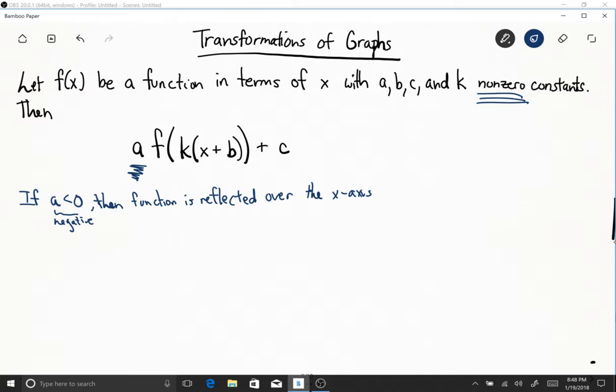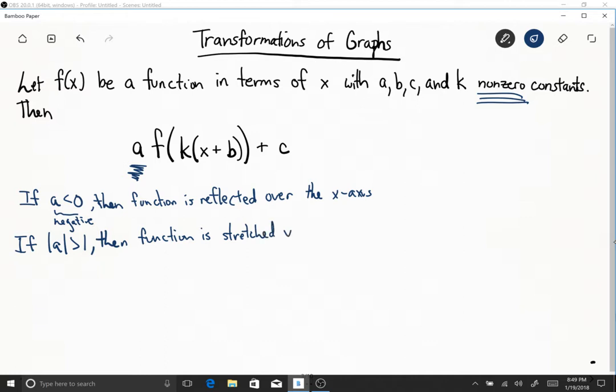Now there's other components as well. If the absolute value of a is greater than 1, so notice this is outside the function, what's happening? Then the function is stretched vertically away from the x-axis.